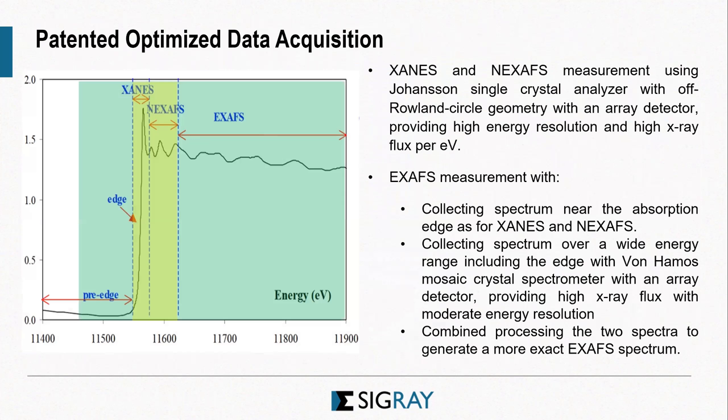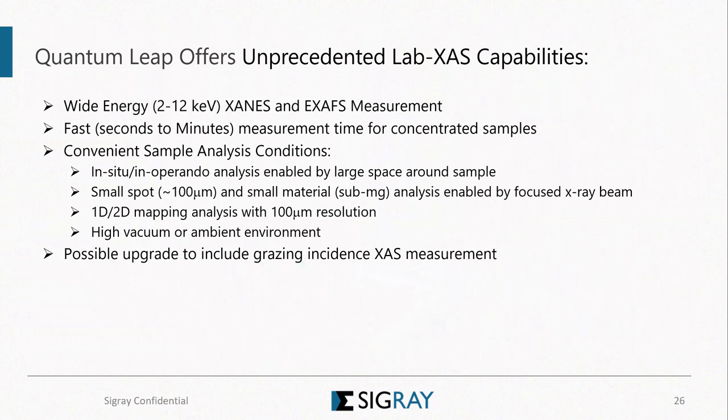One of the things we have also patented is shown in the figure here. In the light blue or yellow area, we use our single crystal off-Roland circle spectrometer to measure. We use the Von Hamos geometry for EXAFS to measure the whole spectrum region, covering the whole green area. In the light yellow area, the spectrum is normalized and replaced by the single crystal spectrometer spectrum. So we have a very good spectrum over the whole energy region, and the system offers tremendous capability.